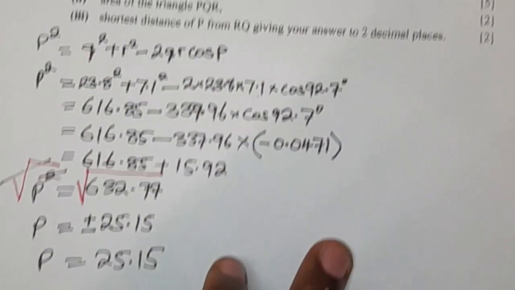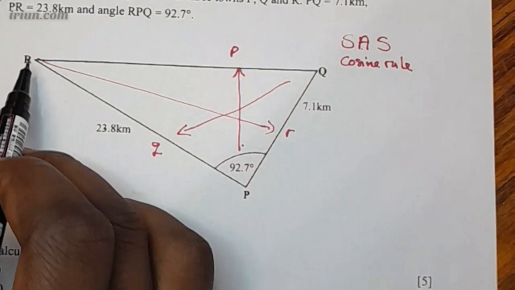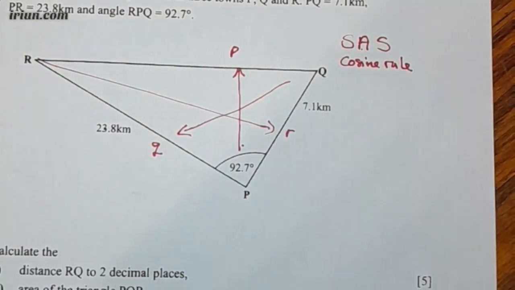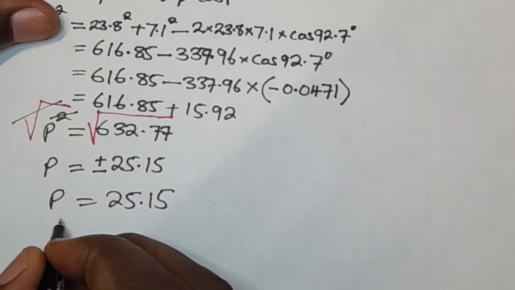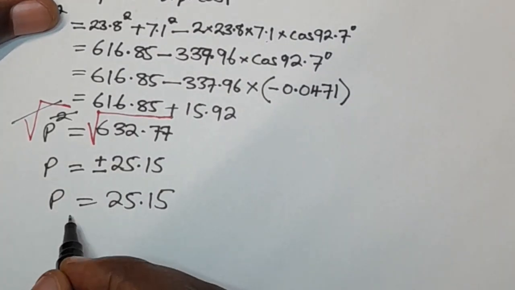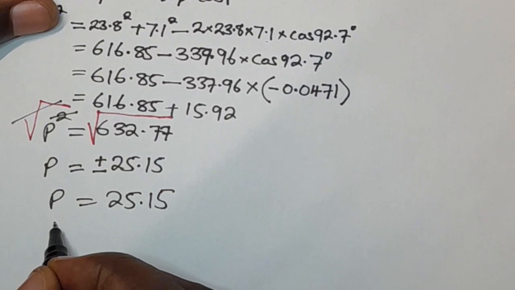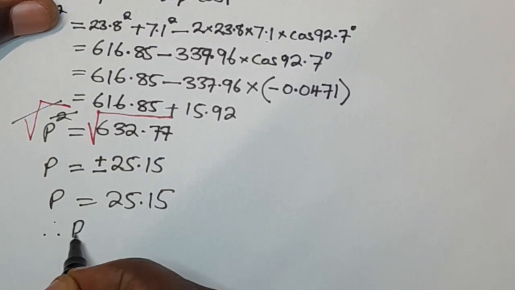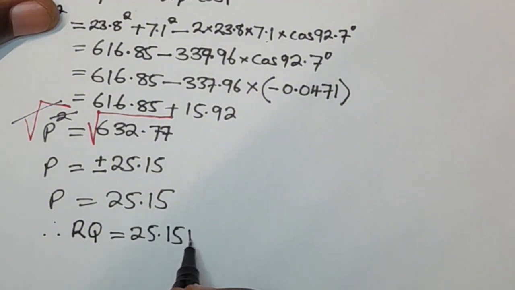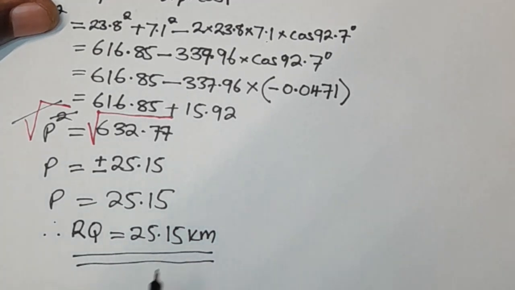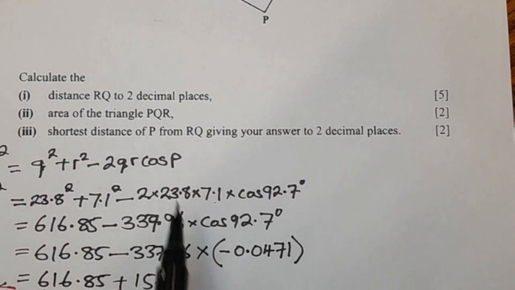But in the question, they wanted you to find RQ. So since P took the place of RQ, we're going to say, therefore, RQ is equal to 25.15 kilometers. Now, let's look at B.